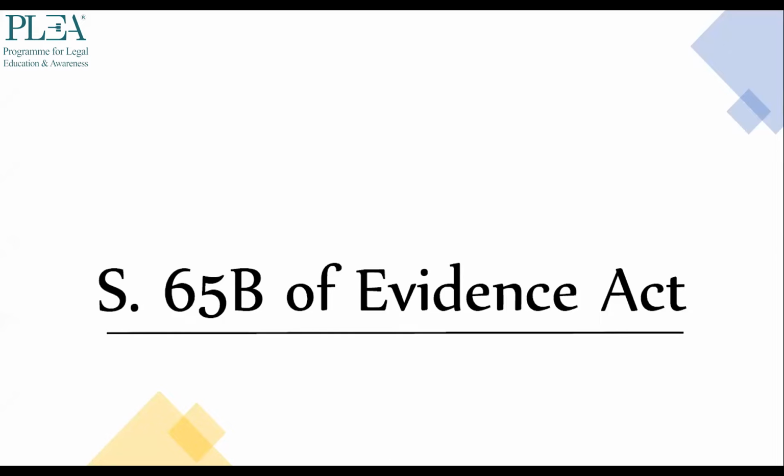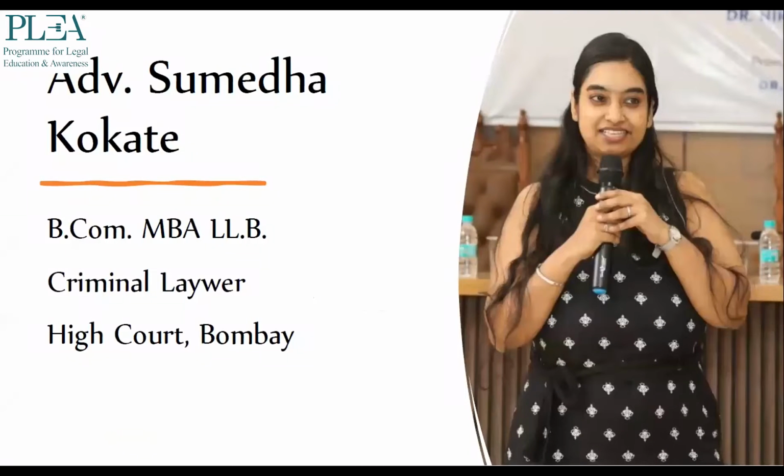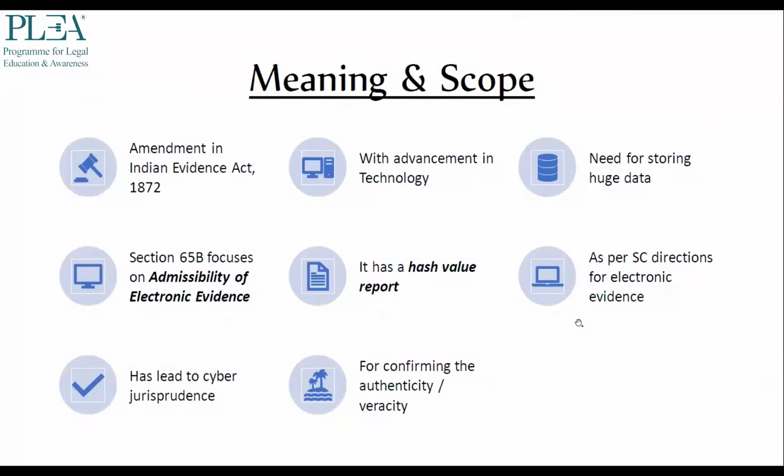Now you cannot submit everything in the court. There are certain restrictions and certain norms as to how and what you can produce in the court as evidence. So now let's see what is 65B of the Evidence Act and how it is related to the Information Technology Act. 65B of the Evidence Act is an amendment in the Evidence Act of 1872.